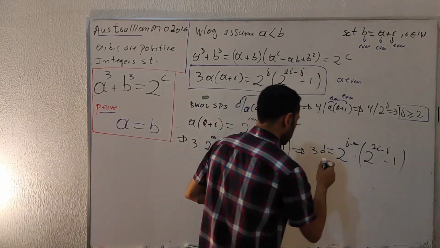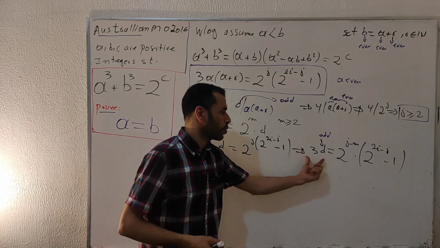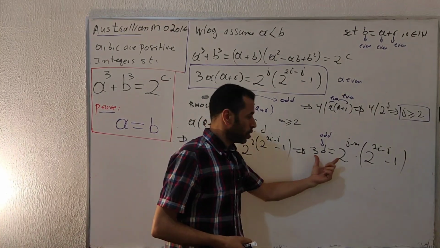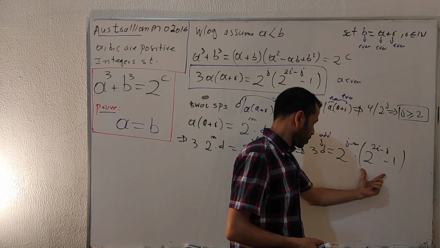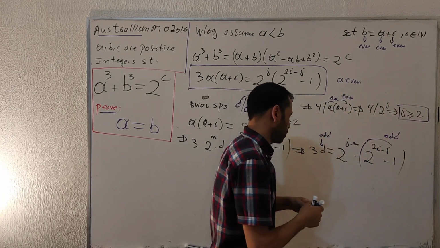As we know, this is odd. By assumption, this is odd. The left hand side of this equation, the product, is odd. The right hand side of this equation, this one is odd. But this one is even.